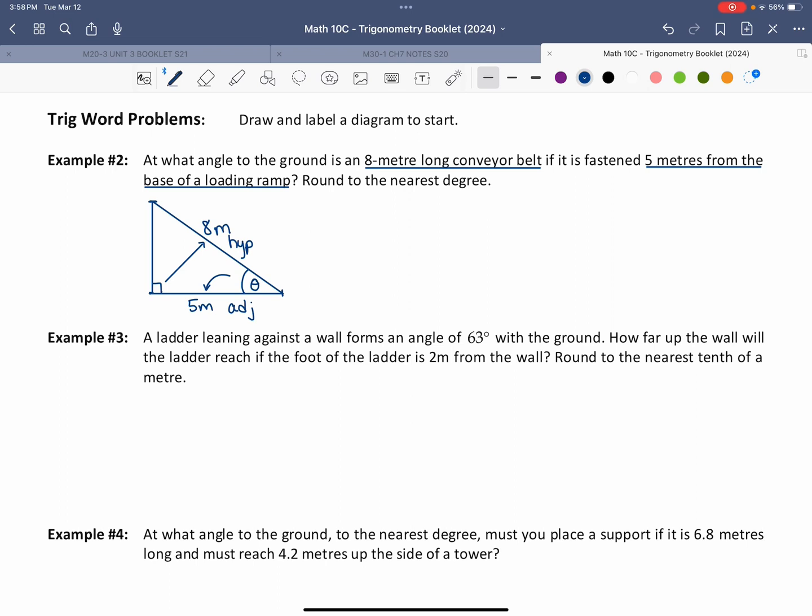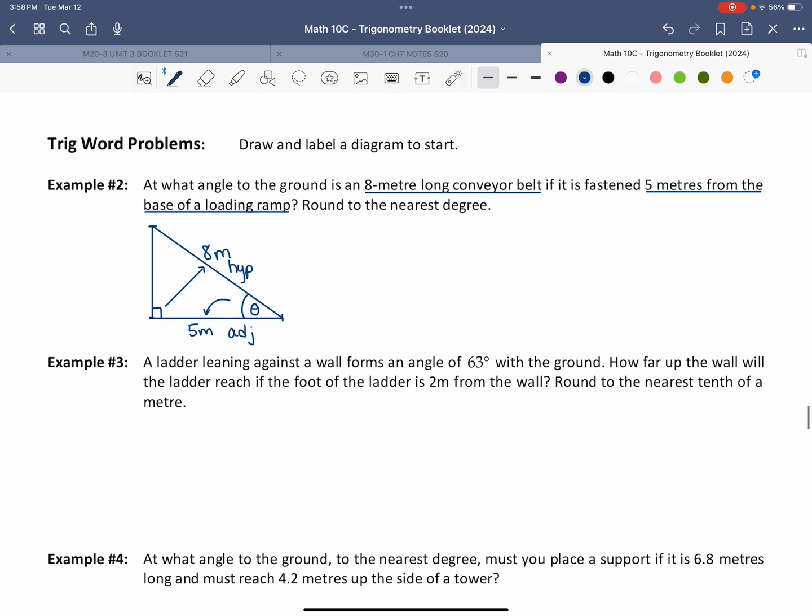Then we want to decide which trig function we're going to use. Adjacent and hypotenuse, that is cos. I'm going to write SOHCAHTOA up here. So adjacent and hypotenuse is cos. Cos theta equals adjacent over hypotenuse. Next, we want to plug in our values. Cos theta equals, the adjacent is 5, the hypotenuse is 8.